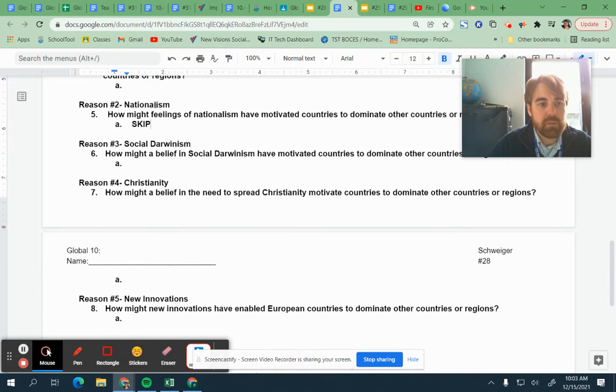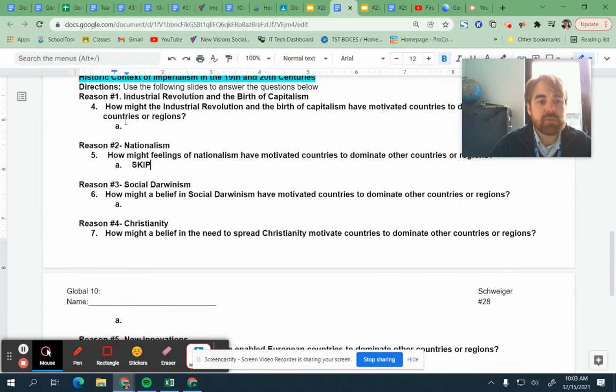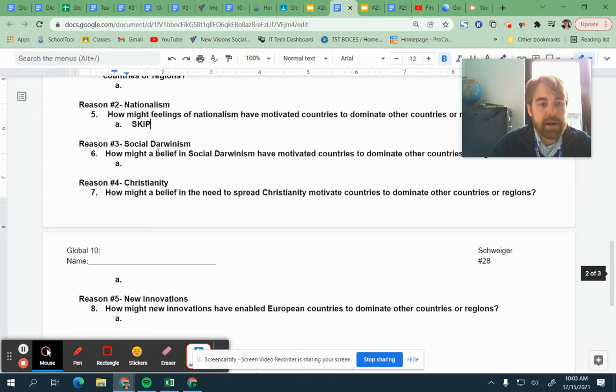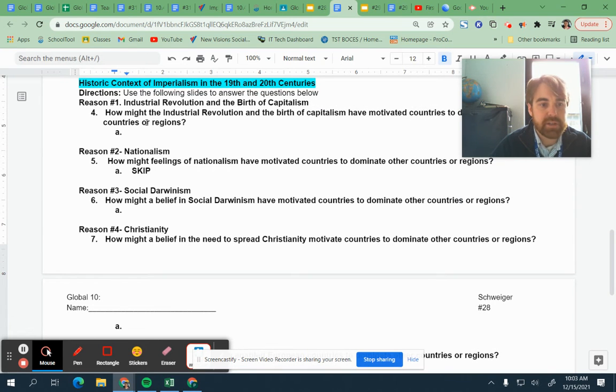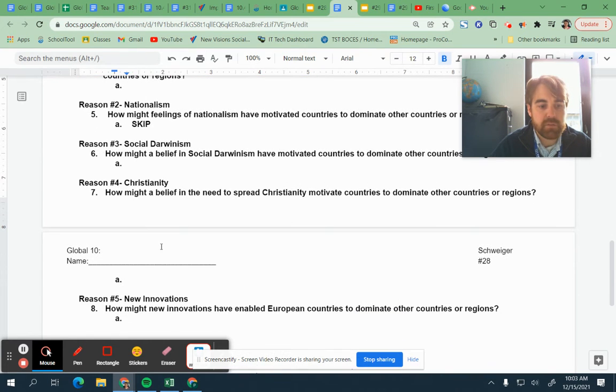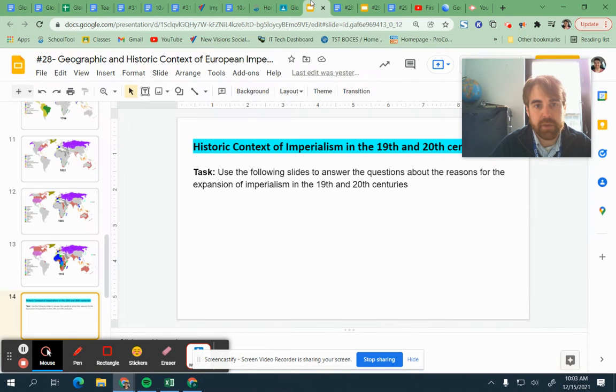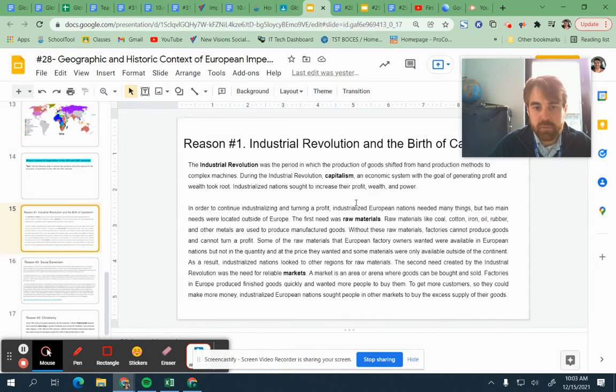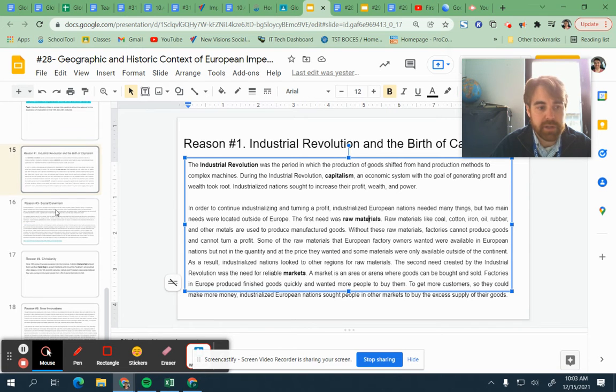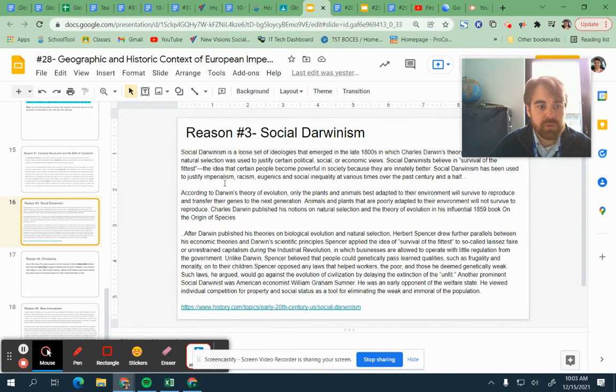The two major ones, I would argue, are reason 1 and reason 5. So if you get stuck, at least make sure you try to get through reason 1 and reason 5, because those are the big reasons here. For reason 1, the first paragraph is just an overview of the Industrial Revolution. All of this is connected to the Industrial Revolution because you're going to talk about this idea of resources and markets. The social Darwinism one is reason 3, and the first paragraph really talks about it.